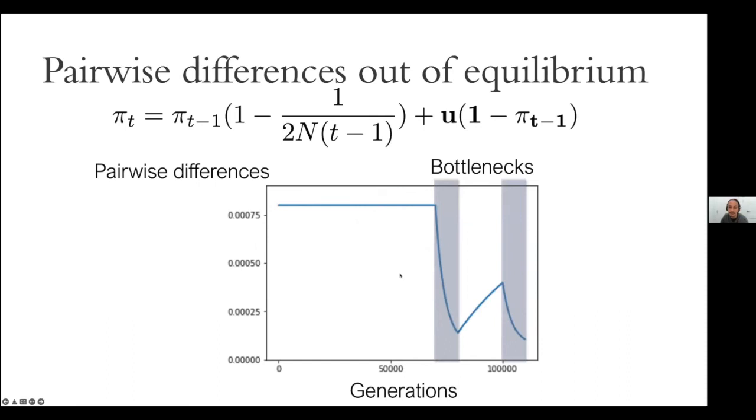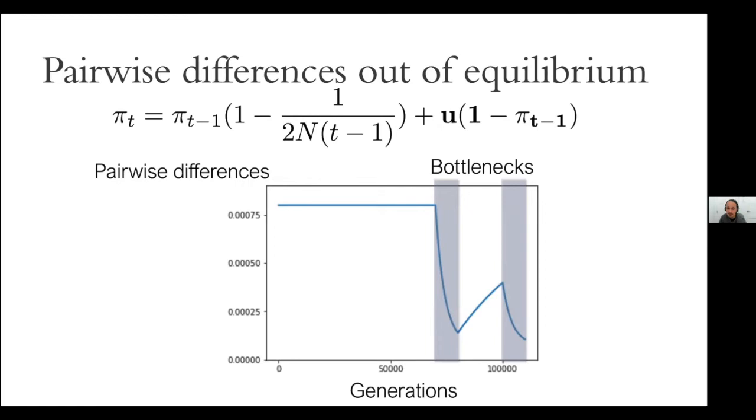What we're going to see is that in this population, the number of pairwise differences decreases during the bottlenecks, then recovers, and then decreases again in the second bottleneck, and so on. So we can make very fast predictions about what's going to happen. We don't need to simulate millions of genomes. It's mathematical magic. This is great, and this is a beautiful equation.